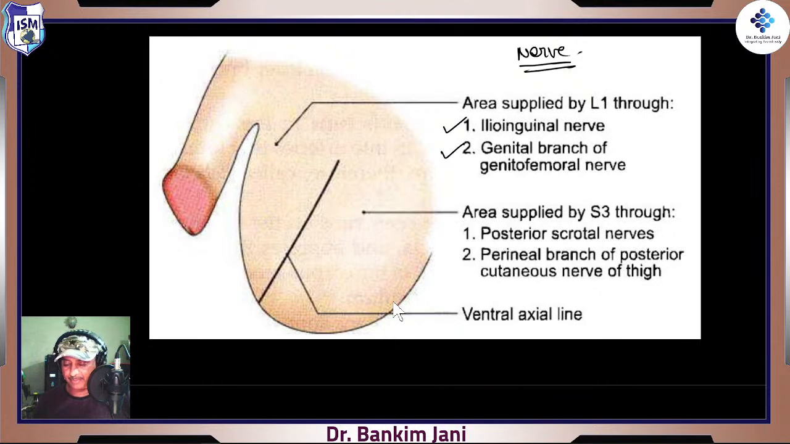And the area supplied by S3 is the complete posterior. We'll be watching at a later stage the scrotal and posterior scrotal nerves and the perineal branch of the posterior cutaneous nerve of thigh. These are for the posterior part. That's what is called the ventral axial line, dividing into the L1 portion and the S3 portion.